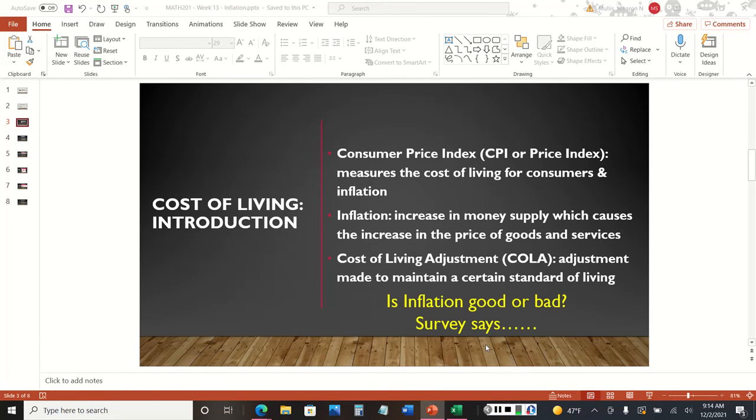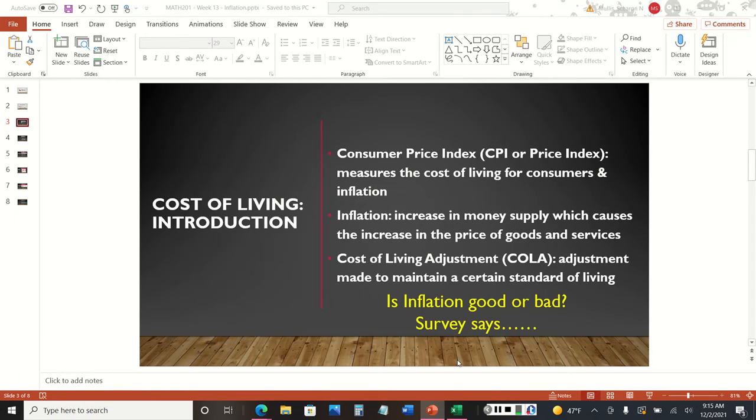The next term is inflation. Inflation is the increase in money supply, which causes the increase in the price of goods and services. Back in 2020, when they started printing a lot of money and putting a lot of money supply into the economy, it was only a matter of time before the prices were going to increase, which we're seeing now.